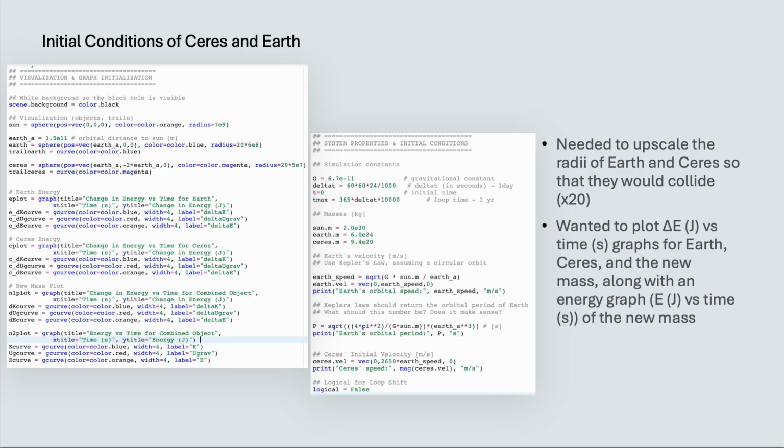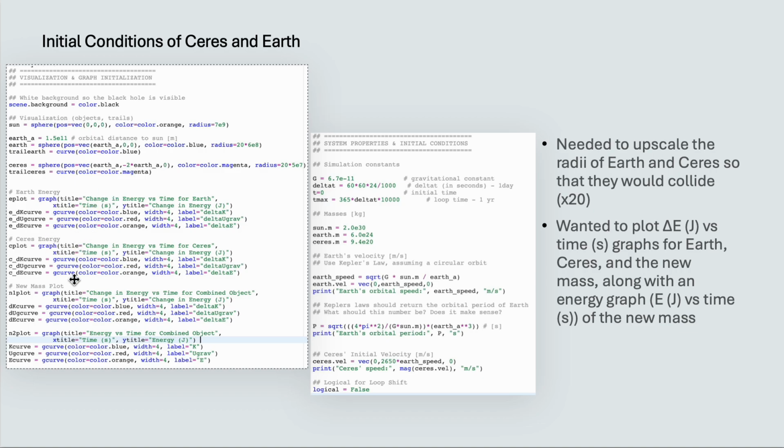So these are the initial conditions. As you can see here, I needed to upscale the radii of both the Earth and Ceres because otherwise it was way too hard to actually get them to collide. A scale of 20 times was enough for them to collide.